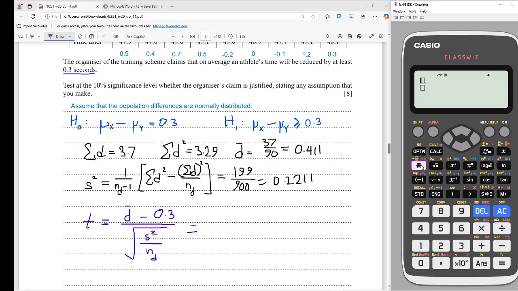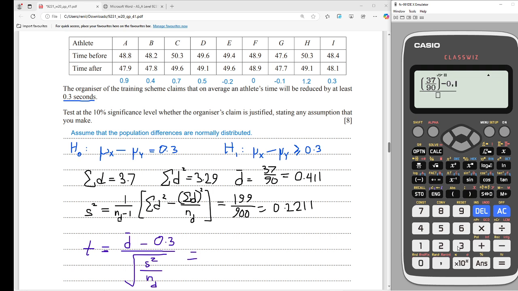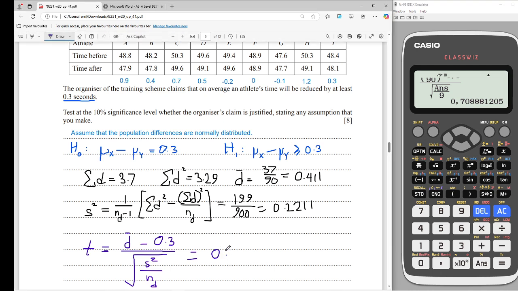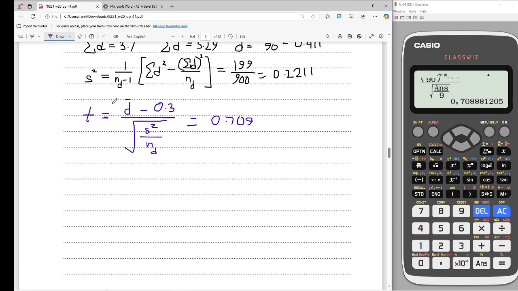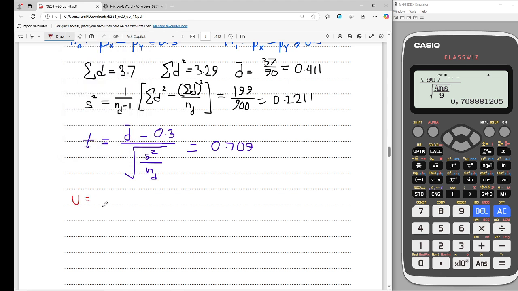And so we can just write the D mean was 37 by 90, and we subtract that with 0.3, whole divided by the root of our answer as we calculated before by 9, which is equal to 0.70888. So 0.709. This is our test statistic. Now to find degrees of freedom. Degree of freedom would be number of samples minus 1, which is equal to 9 minus 1, which is equal to 8.